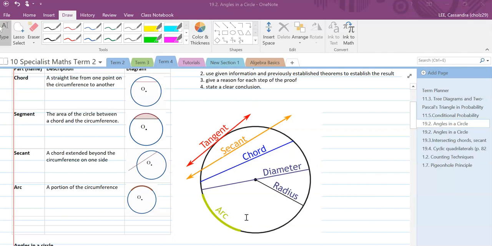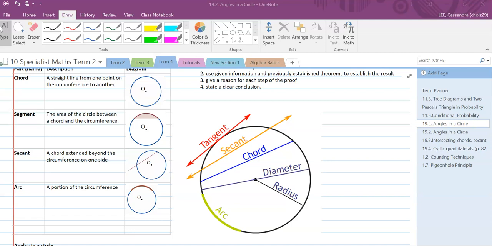So to start off with, we're going to have a look at some different parts of the circle. In particular for this video, we should already be aware of what the diameter of a circle is, what the radius of a circle is, and what the circumference of a circle is. Potentially some new terms to you would be the tangent. So a tangent is kind of like the slope at that instantaneous point or that particular point.